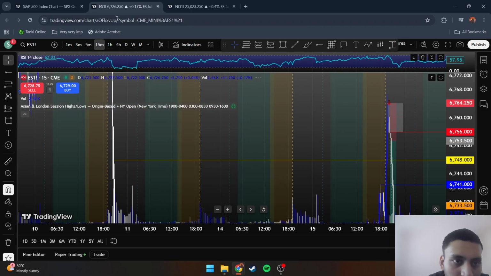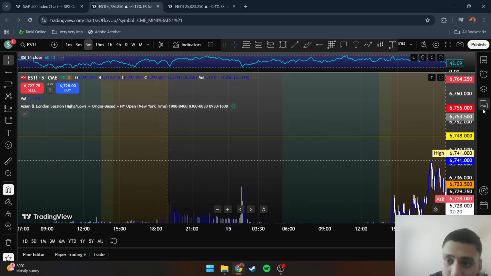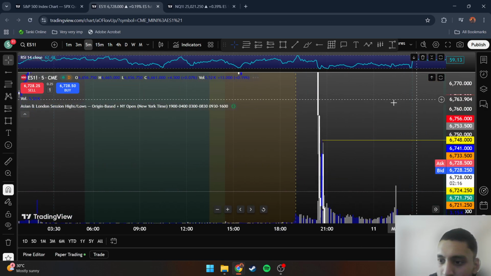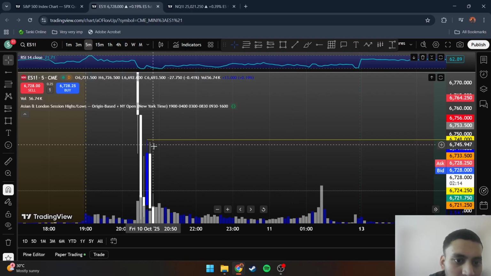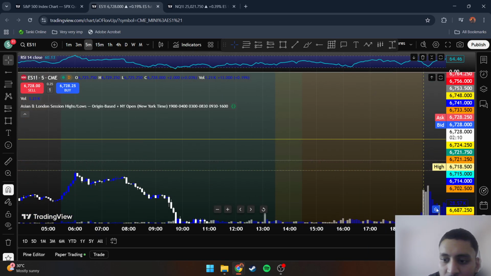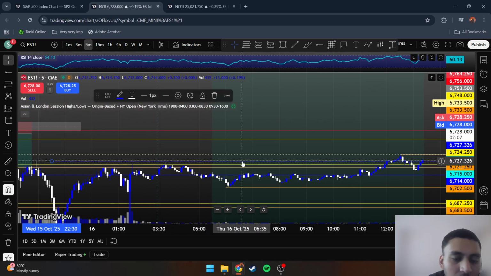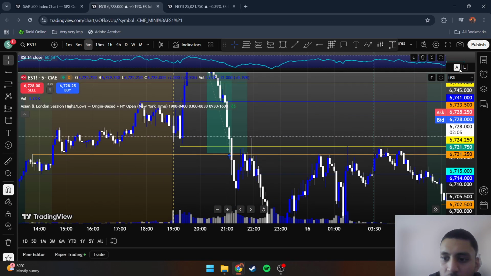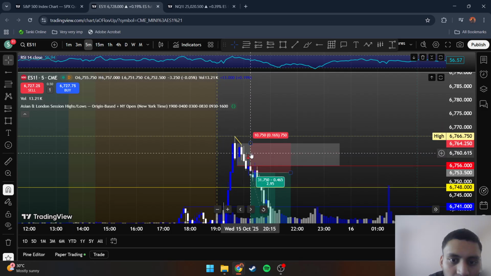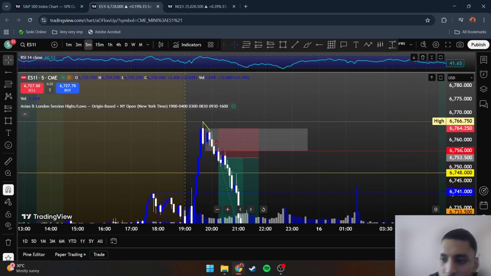Same goes for ES, but let me tell you something. You see, this liquidity was right here, but we went way past it yesterday. We went way past this liquidity right here. My stop loss, I'll explain that.